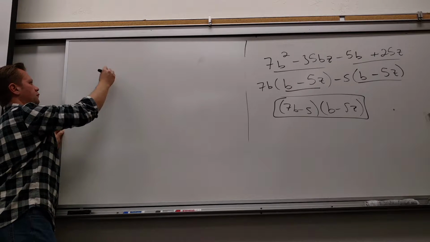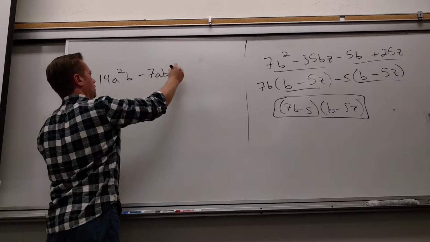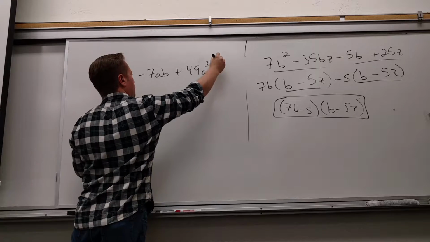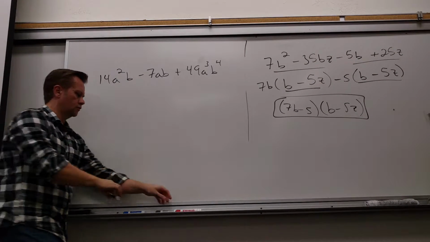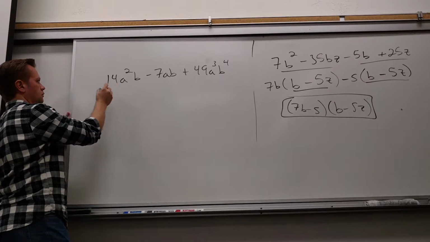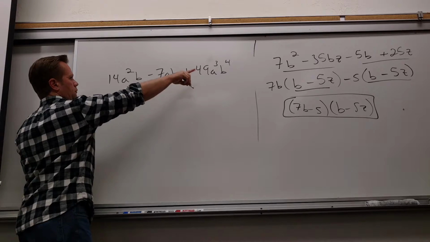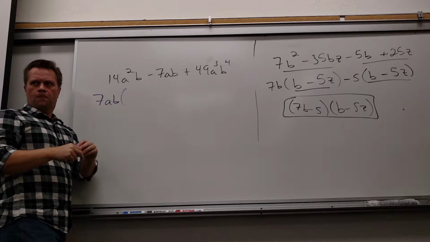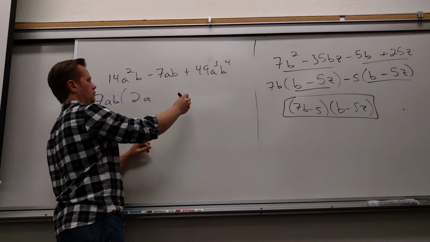So if I had like 14A squared B minus 7AB plus 49A cubed B to the fourth, what comes out? 7AB. And then A and B would be 2A, so 2A minus 1.